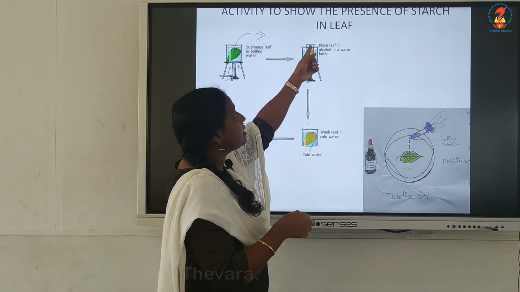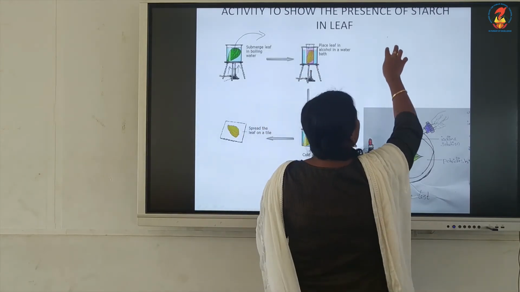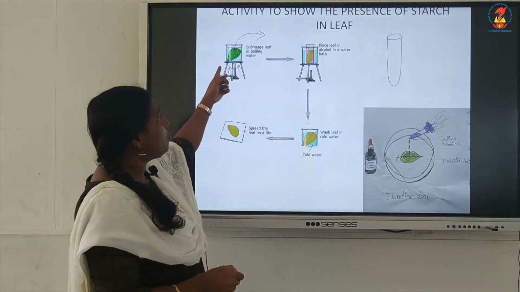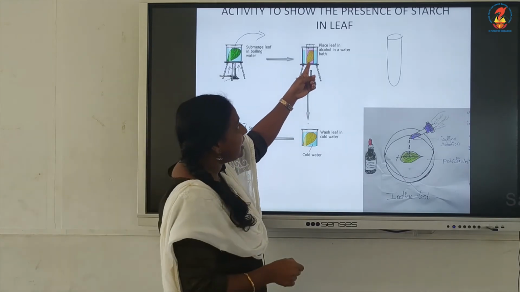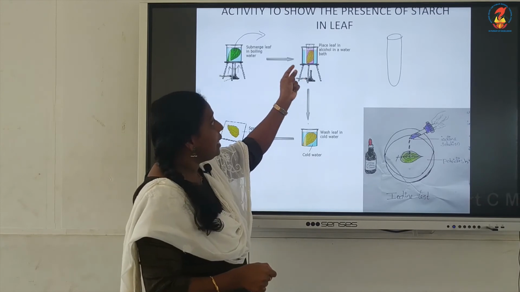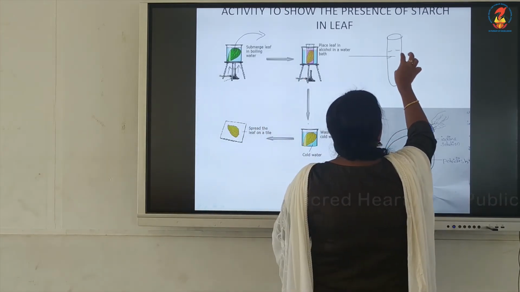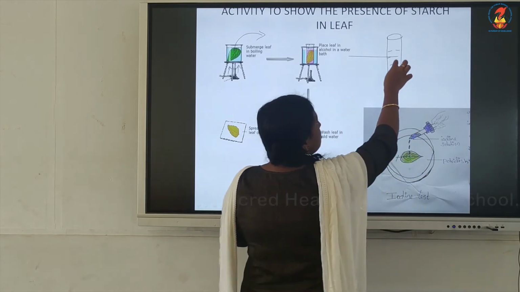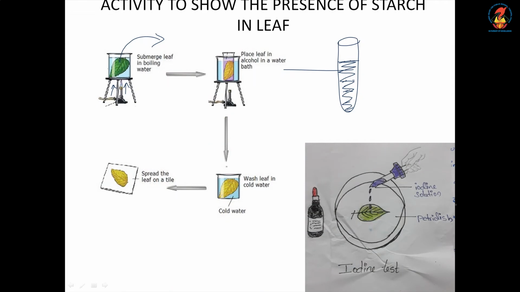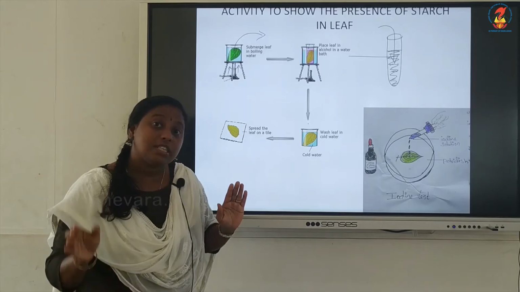A test tube is a narrow tube like this. When compared to a beaker, the test tube is very small. It is seen in this diagram: there is a beaker outside and a test tube inside. In this test tube, you take some alcohol or spirit, up to here. The leaf which you have already boiled, you put into this test tube. So now the leaf is inside the spirit, which is inside a test tube.